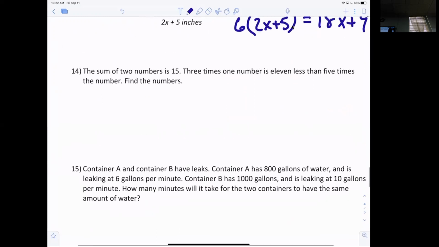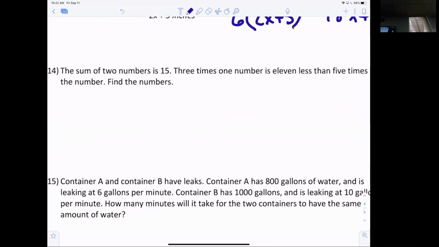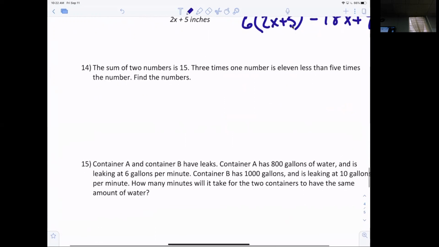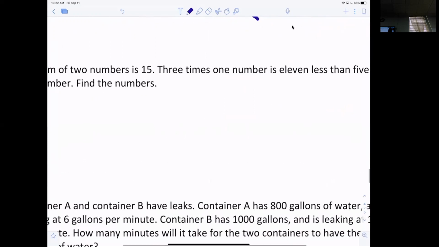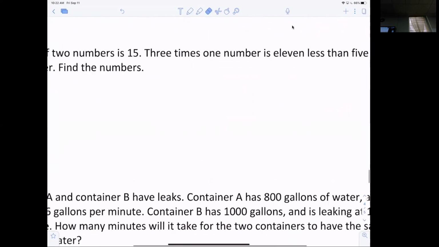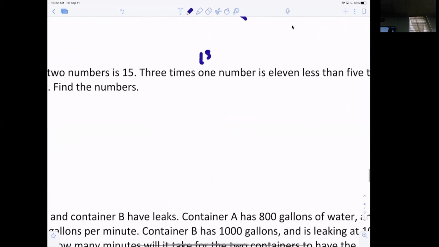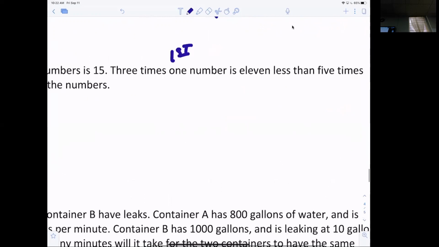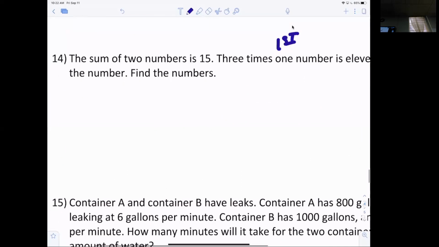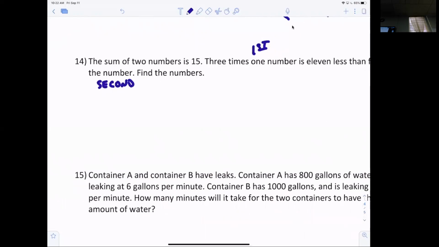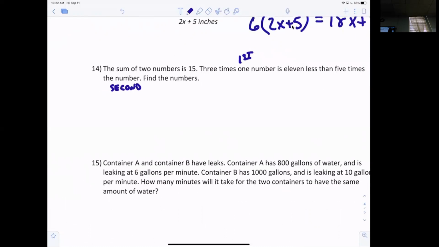Here's what I want. My secretary messed this one up, so let's do this, because this one is important. The sum of 2 numbers is 15. 3 times the first number is 11 less than 5 times the second number.